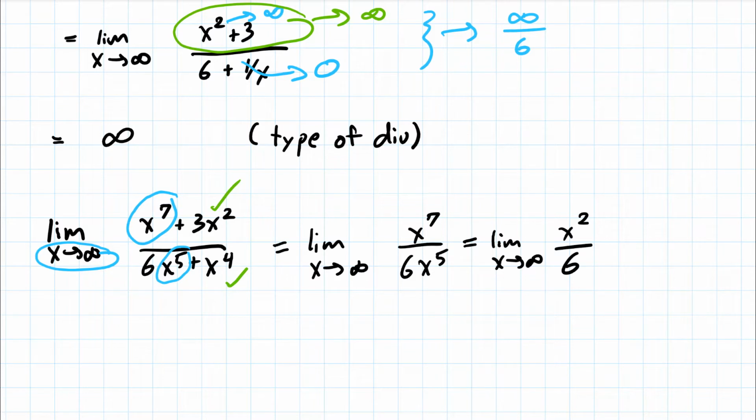Now, you know that x squared is going to infinity, so when you divide it by 6, by golly, it is still going to infinity. And that's the final answer.